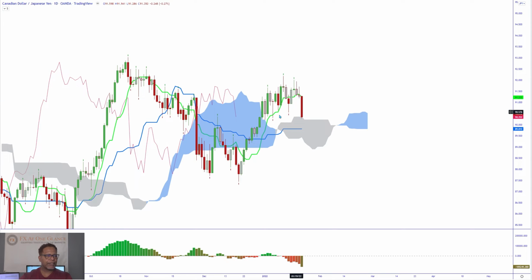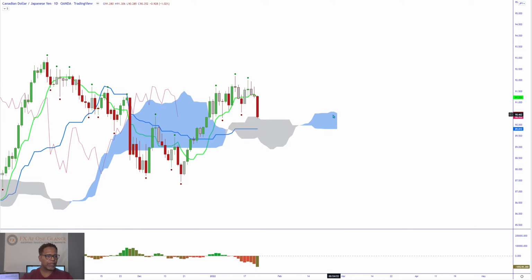CAD yen, it looks like it's flattening out, because look at this crossover here, flat clouds, thicker flat clouds. That shows me there's no movement here, but we are pushing to some levels. So let's talk about this. Again, here was a big C clamp. The market found the top and then retraced all the way back down to some levels.